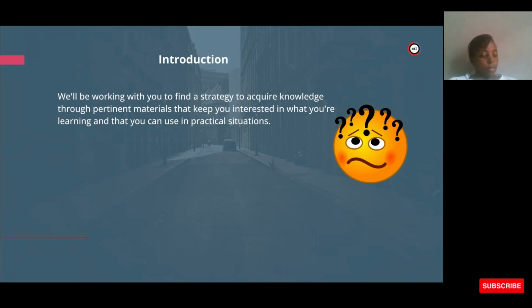One of the things we will be doing through the course of this presentation, alongside the rest of the program, is working with you to find a strategy that you can acquire knowledge through pertinent materials that keeps you interested in what you're learning, so that you're able to know how to apply it in practical solutions. It's not just theory. We're not coming here to give you a textbook knowledge. We're walking you through the process.